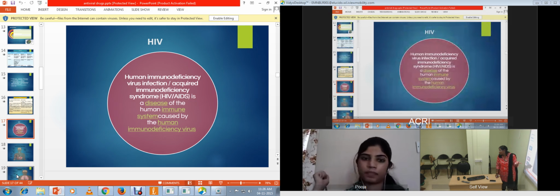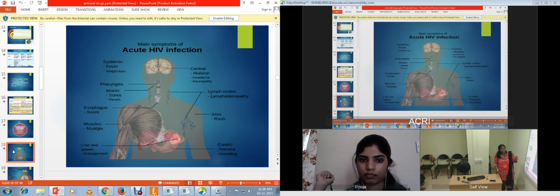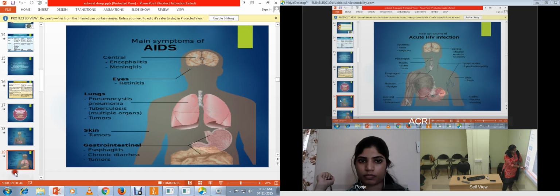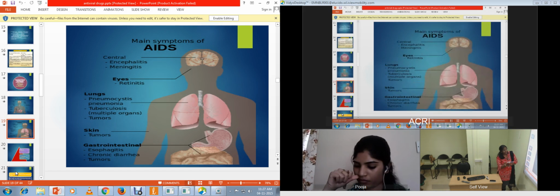HIV, human immunodeficiency virus, yes. It affects all the parts: acute central nervous system, lymph nodes, skin, gastric, GIT, muscles. It affects all parts of your body.